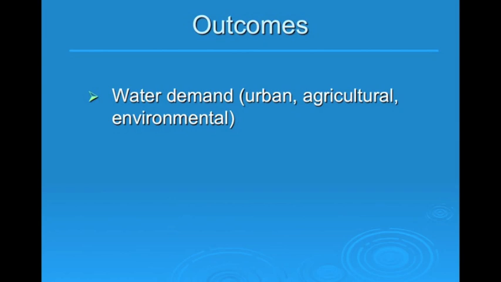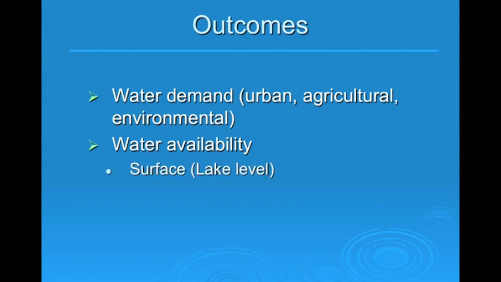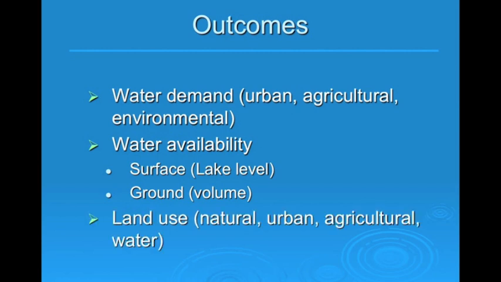And the outcomes that we were looking to pin down with this model: first, look at water demand quantitatively for the urban, agricultural, and environmental settings, with environmental being the ecosystem part of the South Florida water system. Look at, from the supply side, water availability, both surface, driven primarily through the Lake Okeechobee level, which is the main reservoir, the volume of groundwater, and then also looking at how land use is changing: the natural piece, the urban piece, the agricultural piece, and the water piece. Okay, so those were the outcomes that will tell us how well these policies, if implemented, might work.